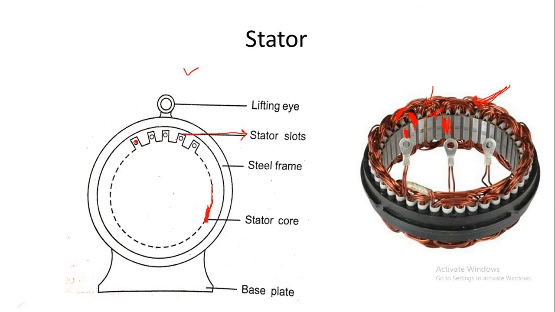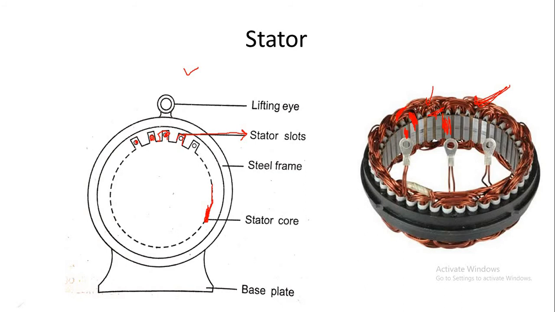The core has slots in its periphery for housing the armature conductors. So the core will have those slots in its periphery to hold these armature conductors. You are seeing the armature conductors. To house these armature conductors, the slots are placed in its periphery. So this is about the stationary part of the alternator, which you can also call the stator.